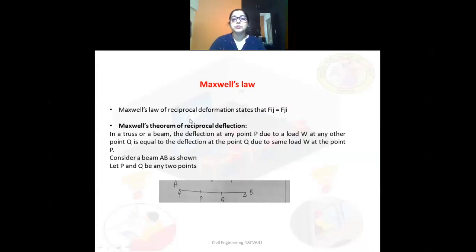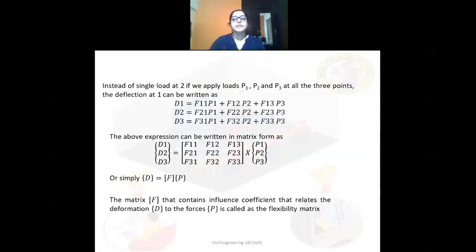So next, what is this Maxwell's law? Here in the previous slide, you can notice F12 and F21. Instead of writing F12, I can write Fij is equal to Fji. How can I relate these two? F12 is equal to F21. Similarly, F13 is equal to F31. Similarly, F23 is equal to F32. If you calculate F23, no need to calculate F32. If you calculate F13, no need to calculate F31. If you calculate F12, no need to calculate F21. Because they are related to each other. How are they related to each other?